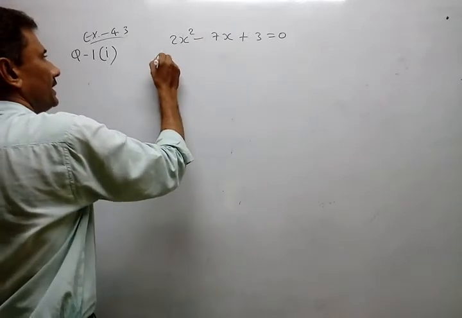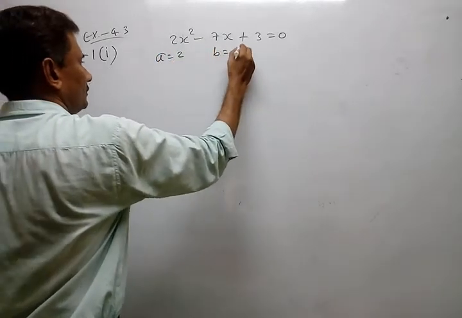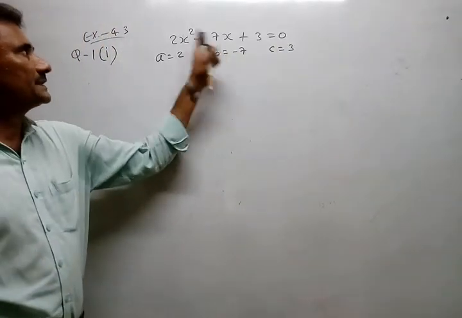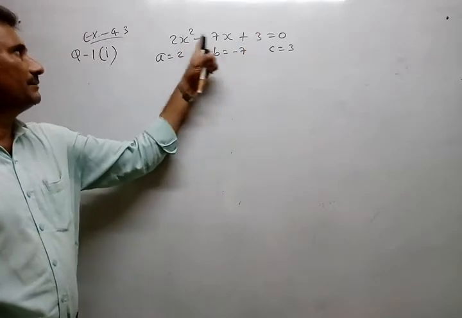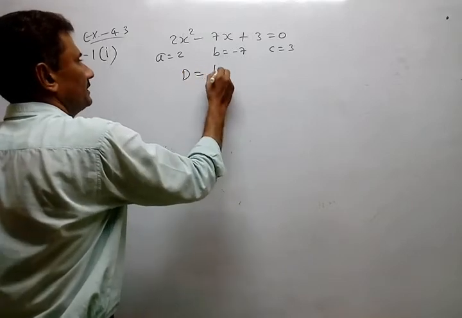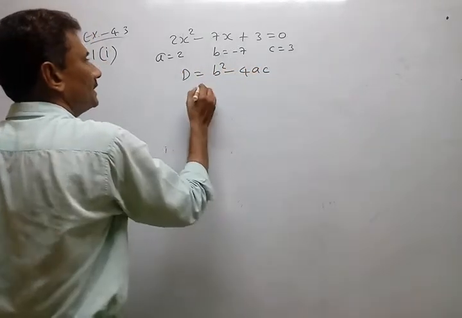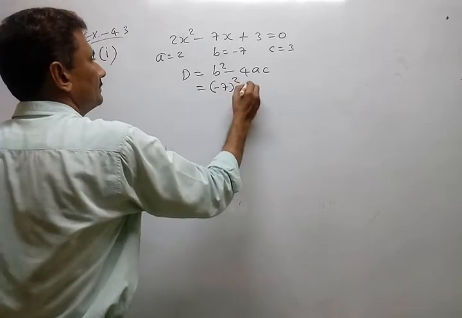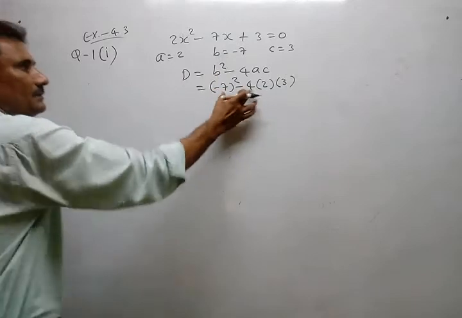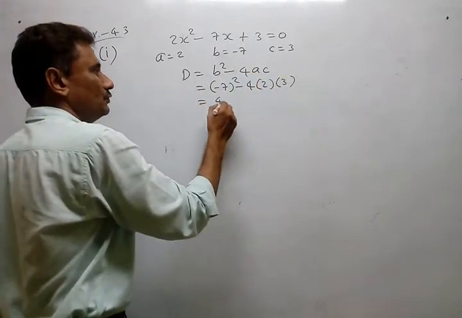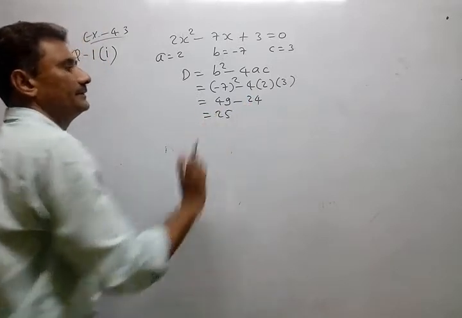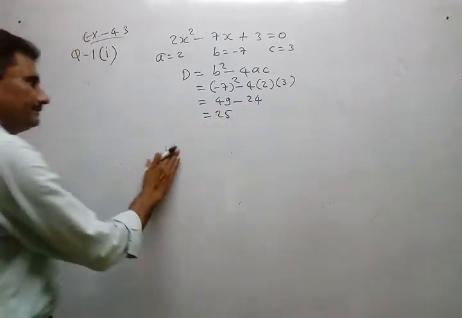So a equal to 2, b equal to minus 7, c equal to 3. Here first of all, list out the values of a, b, c. ax square plus bx plus c means a, b, c with sign. Now just write down the formula of the discriminant, b square minus 4ac. Just replace b, a, c by their values. So this becomes 49 minus 24, which is 25. D is 25.